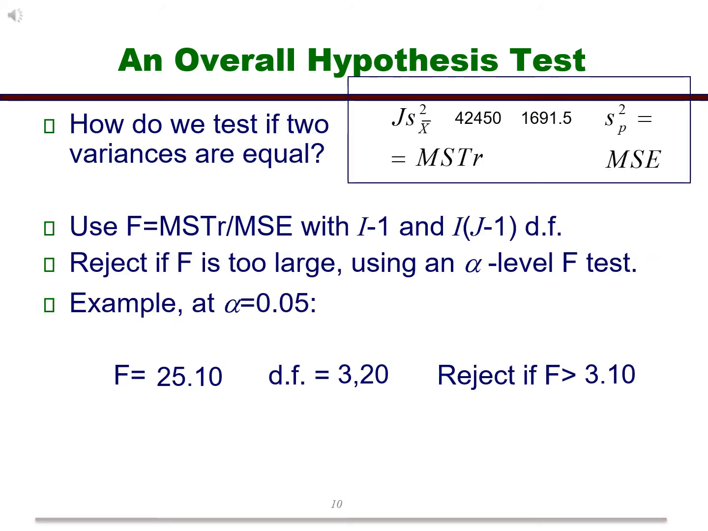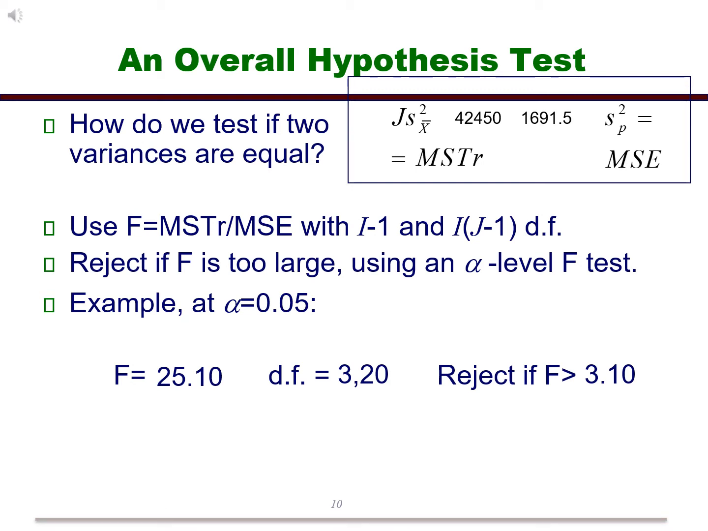If these two quantities, mean square error and mean square treatment, are two estimates of variances, then what test have we used in the past to see whether two variances are equal? The F-test. The F-test will have I minus 1 numerator degrees of freedom and I times (j minus 1) denominator degrees of freedom, where I is the number of groups and j is the number of observations per group.